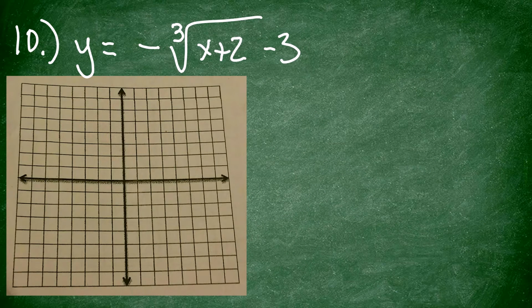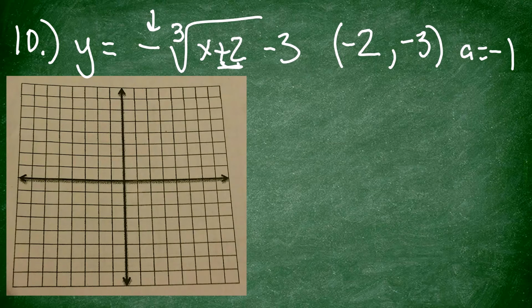All right, 10, we have y is equal to negative cube root of x plus 2 minus 3. Remember h, we see plus 2. We don't trust them because they're hanging out with our x, so it's negative 2. K is negative 3. A, it might be helpful to find A. Even though there's no number out there, I see negative, it tells me it's negative 1. Remember, it's middle point because it's a cube root.